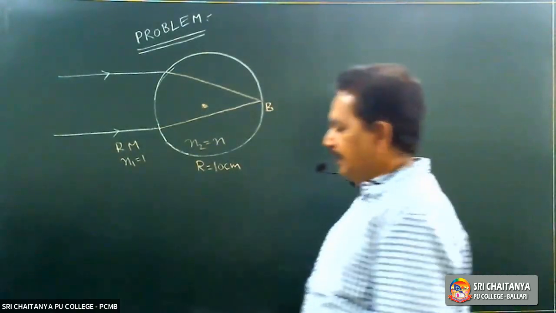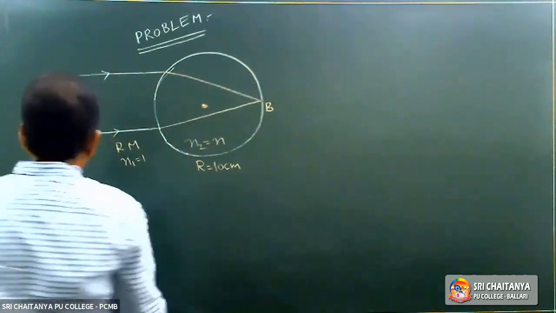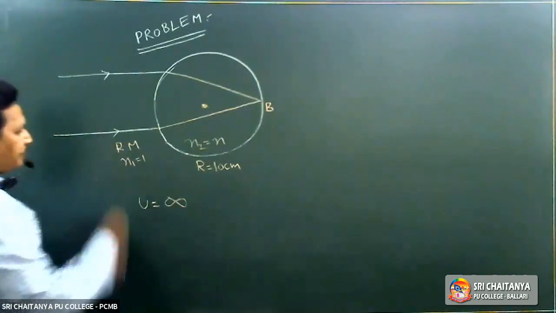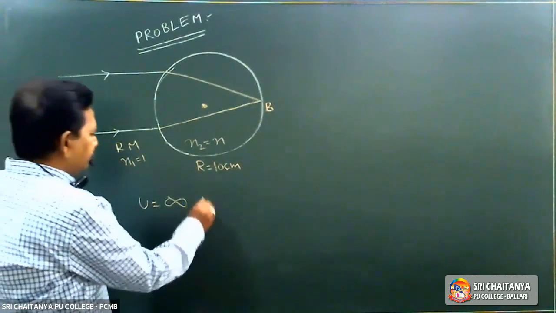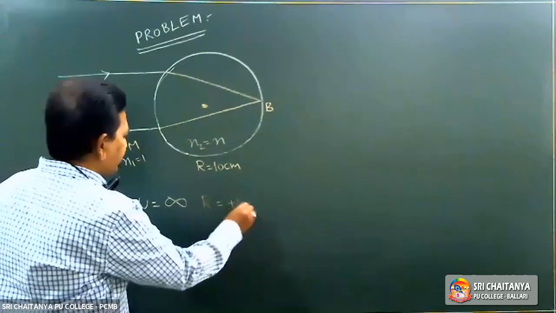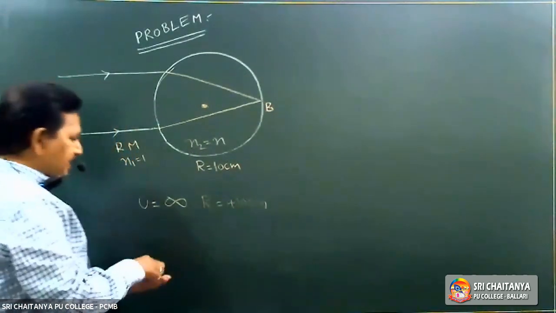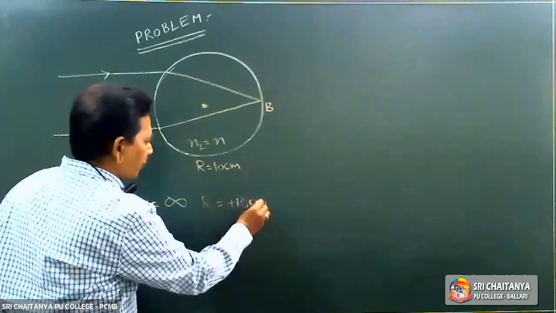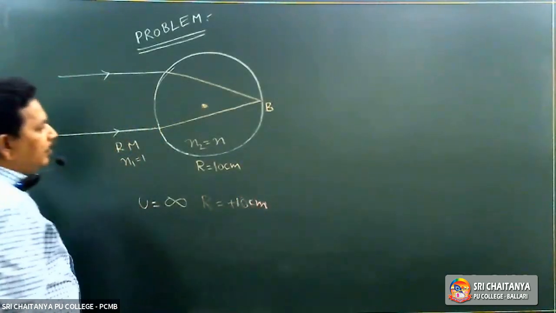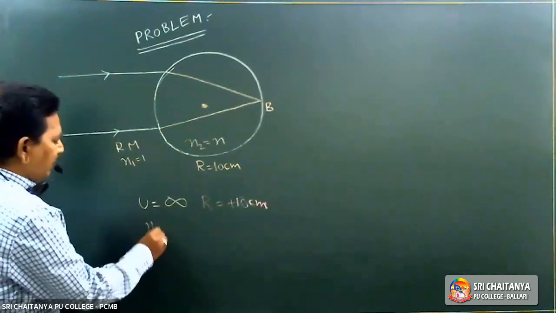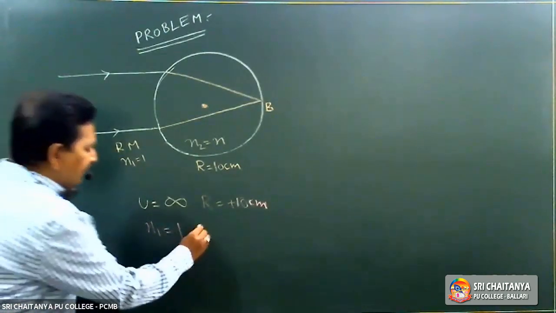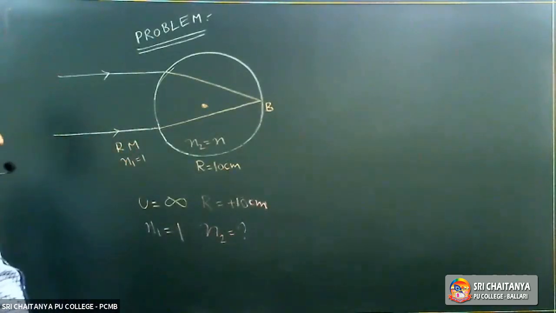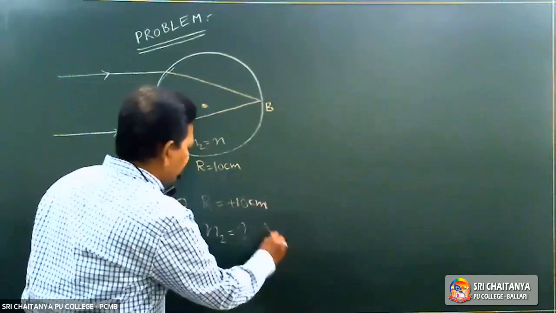How to proceed? First, write down the given data. So U value is equal to infinity. R value is plus 10 centimeters. Then what is given? N1 value is 1. N2 value we have to find out. V value is also given.